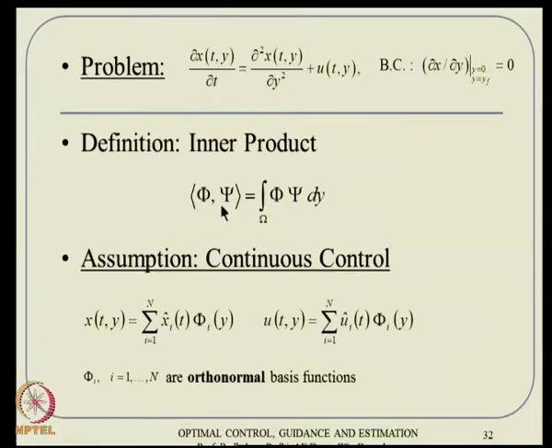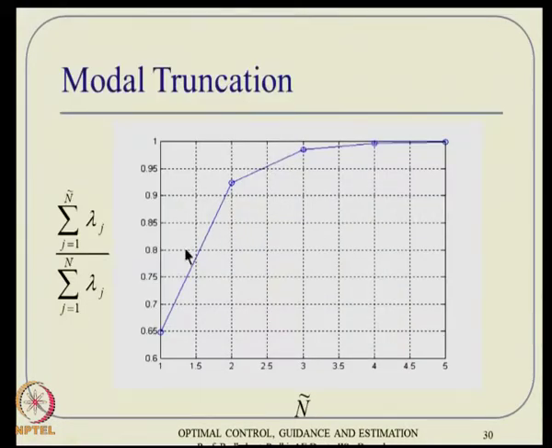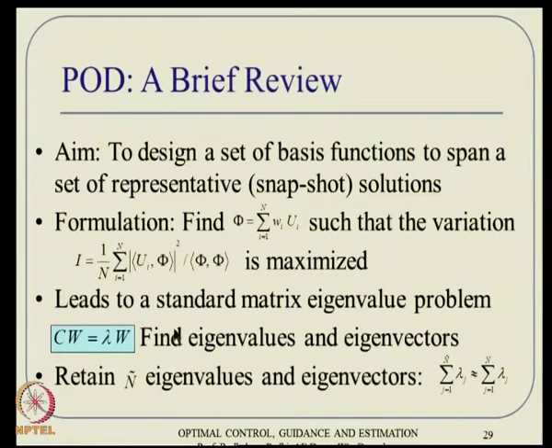The inner product of phi and psi is just the multiplication of phi and psi, integrated over the domain. That is the definition of the inner product. Then here we assume a continuous control, which means this state and this control we expand in this form, this is the modal form representation. Now these phi's are basis functions that are available through this analysis.